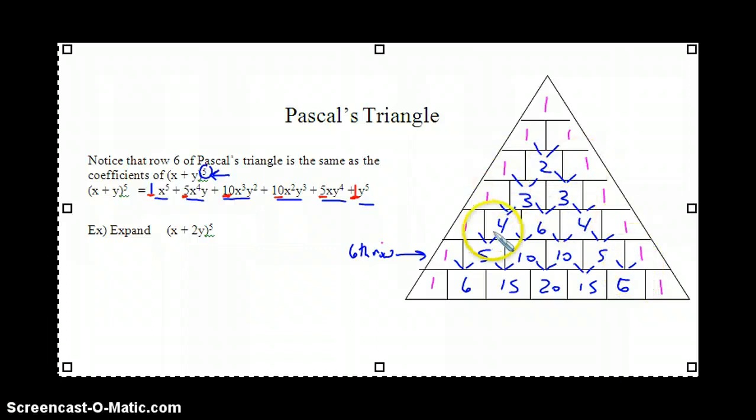So you can use the row of Pascal's triangle for however many terms you have. You've got 6 terms, you need to use the 6th row. If you had 12 terms, you have to use the 12th row to find those coefficients. And that's going to be a shortcut in solving these problems, to be able to use Pascal's triangle to do this.